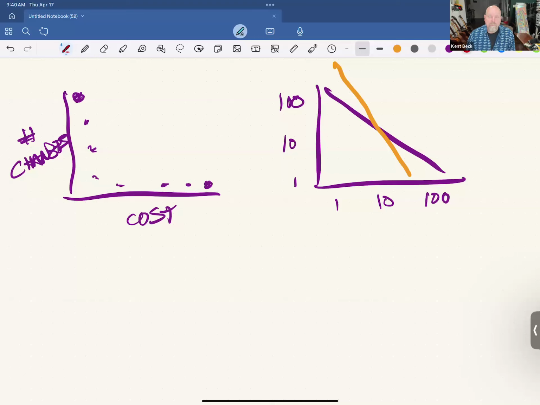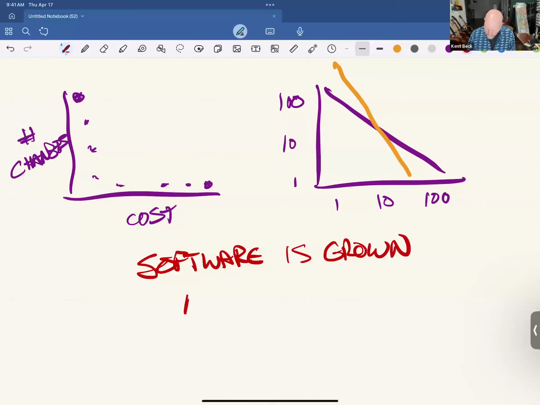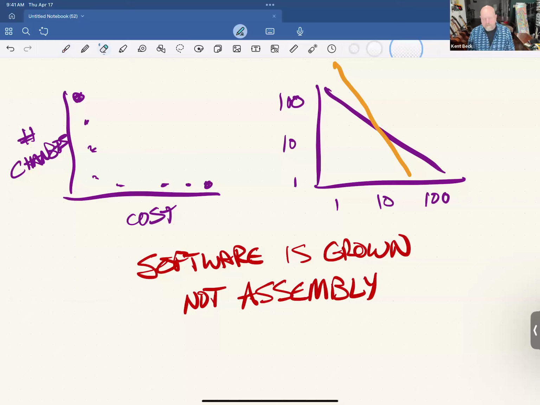And this brings me to my final point. Here's the startling statement for me: software is grown, not assembled.